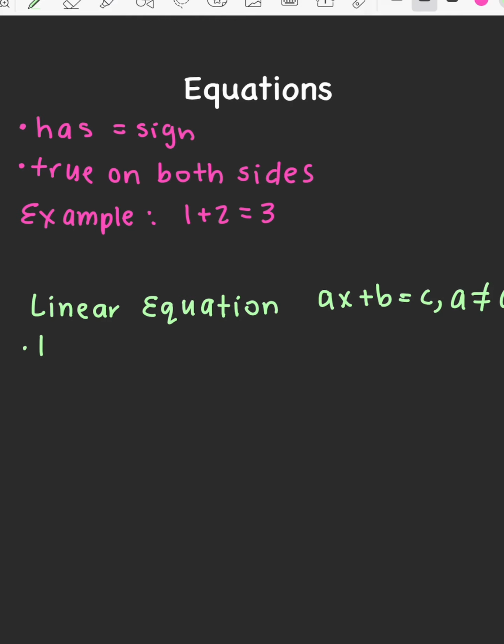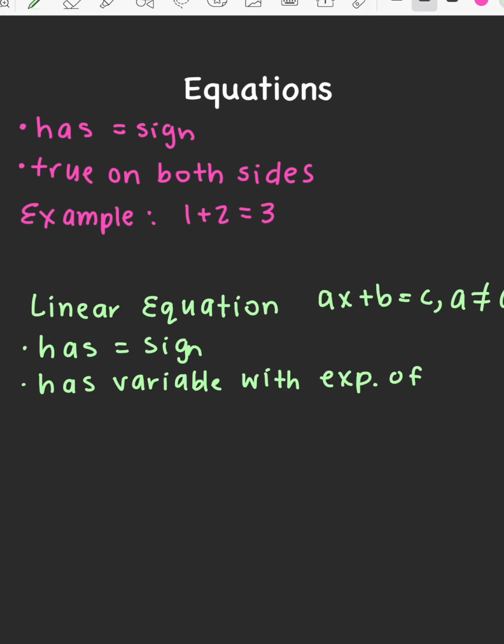A linear equation also has the equal sign and has a variable with an exponent of 1. And so let's break that down a little bit. What is a variable? Well, a variable means a letter, basically. It can be any letter, it can be A, it can be X, Y, Z, whatever letter. And an exponent of 1.